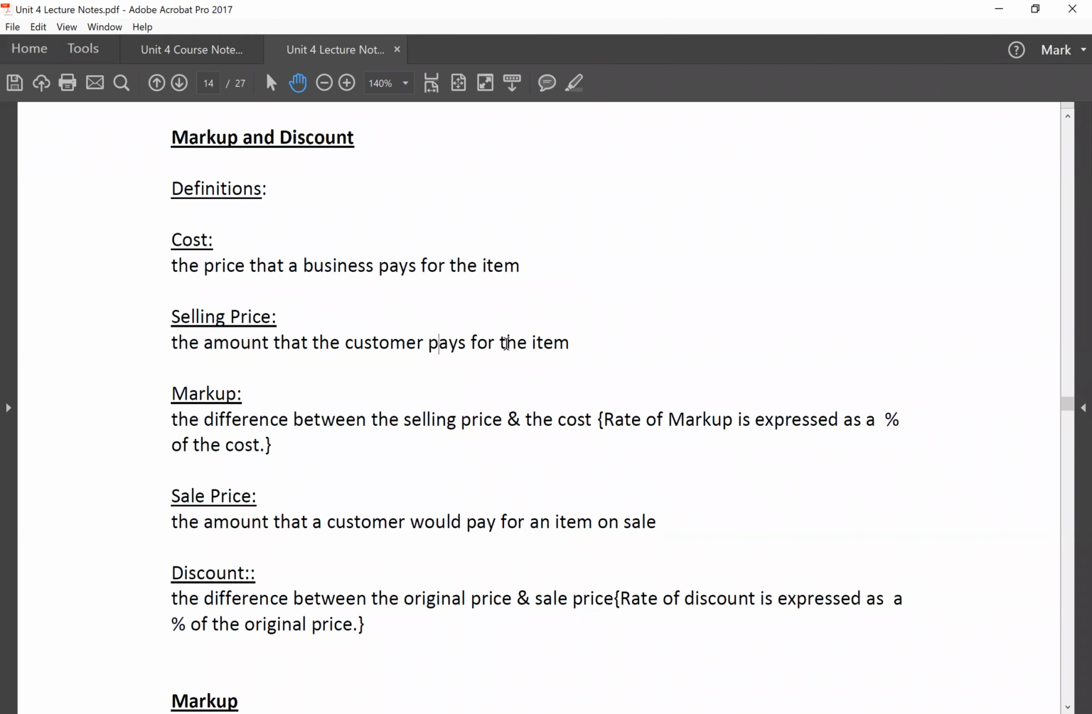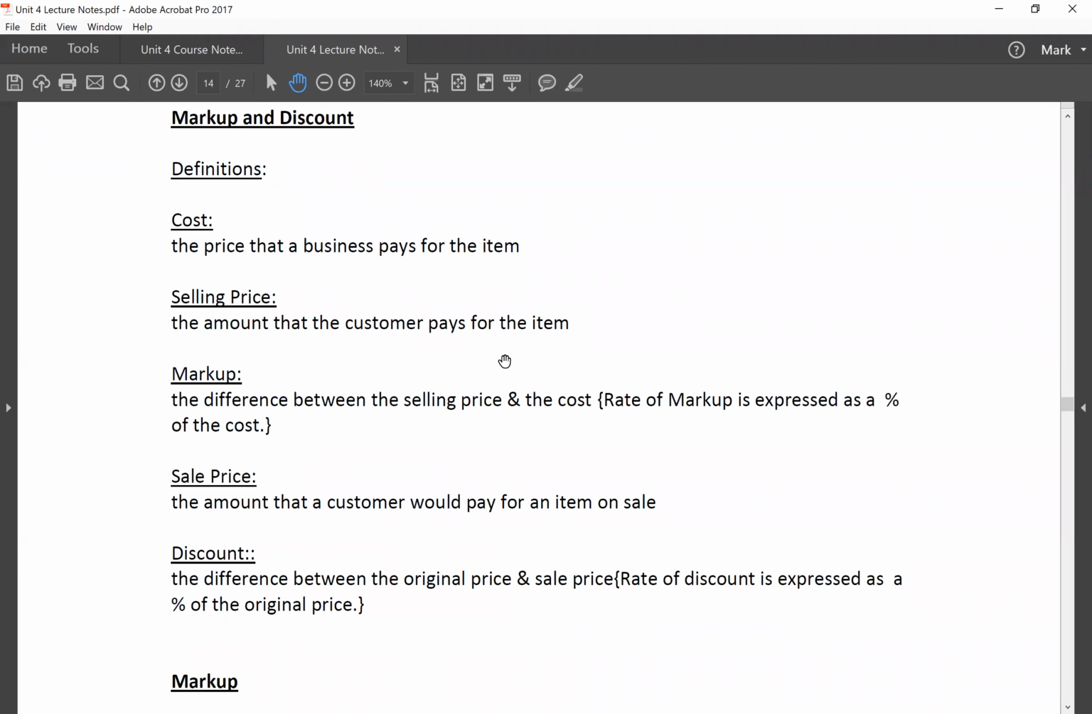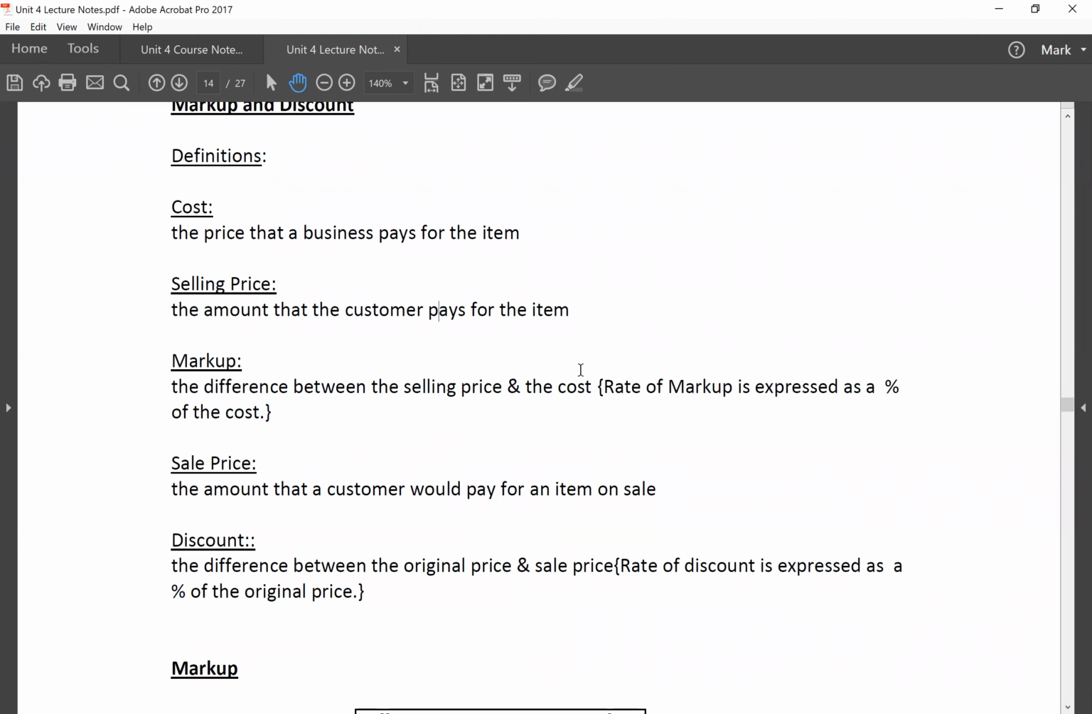So let's look at some of these terms about buying and selling things. There's 1, 2, 3, 4, 5 terms here. Now, this is math. You do not have to memorize the definitions. Like on your math exam, on the assignment, I'm not going to get you to define anything. What this is for is so you know what the words are when I say them. You should know the difference between cost, selling price, markup, sale price, and discount. Okay, so you don't have to memorize the terms, you just have to be familiar with them.